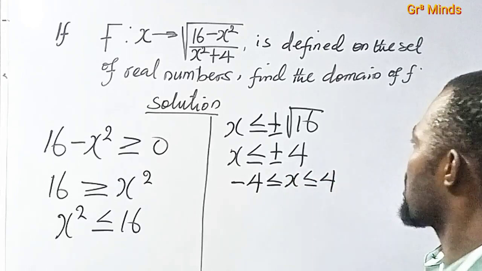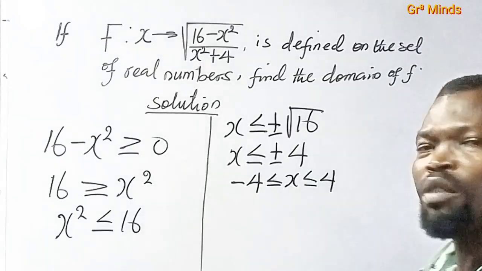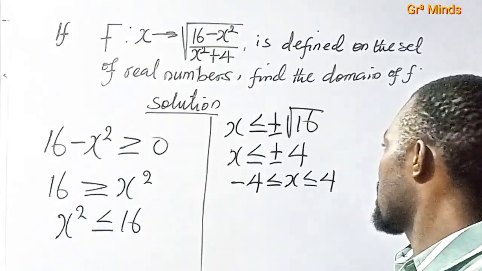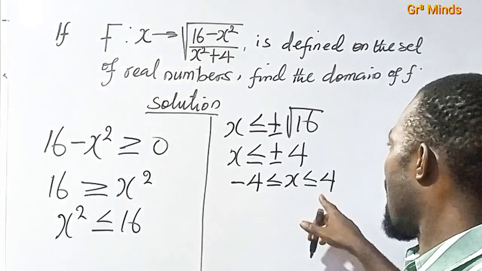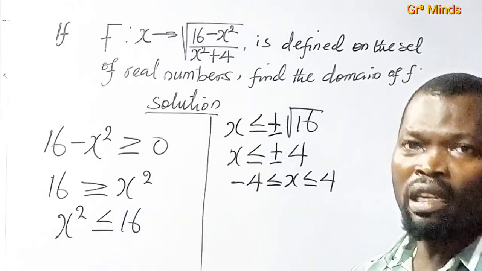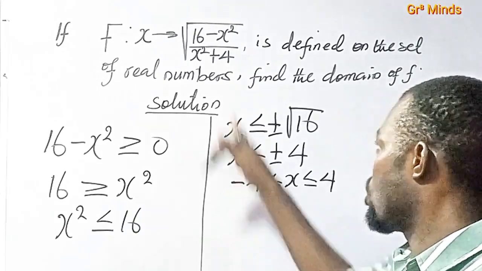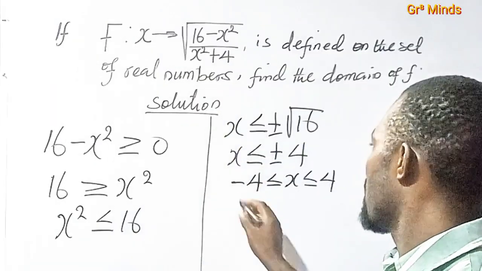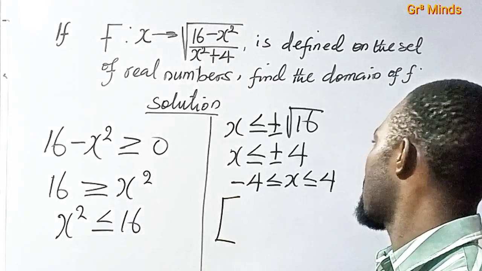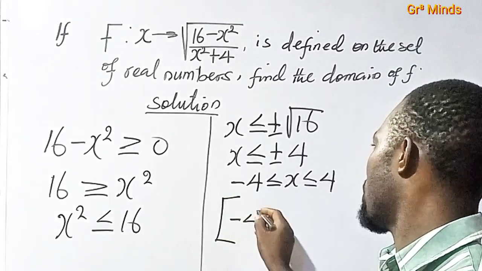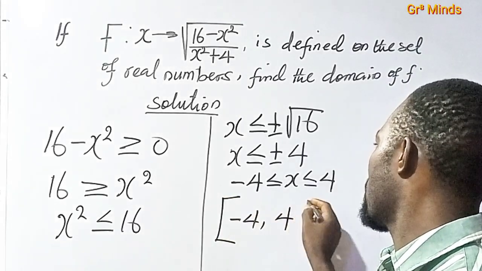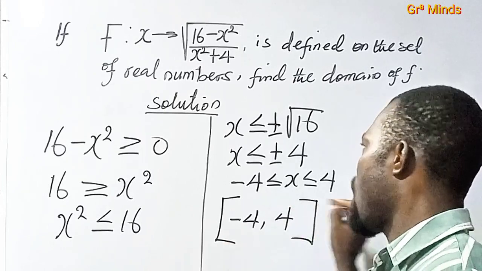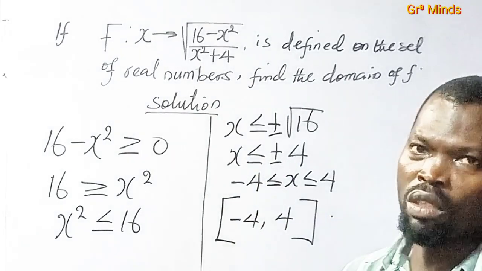Now, of course, this is a closed interval. We have open and closed intervals. Since minus 4 and 4 are also inclusive in the solution, in the domain of this function, we can write it as a closed interval in this form, minus 4 comma 4. So this becomes the domain of this function.